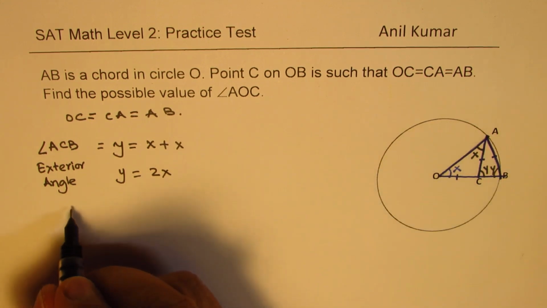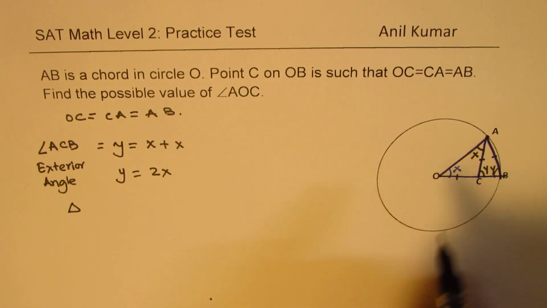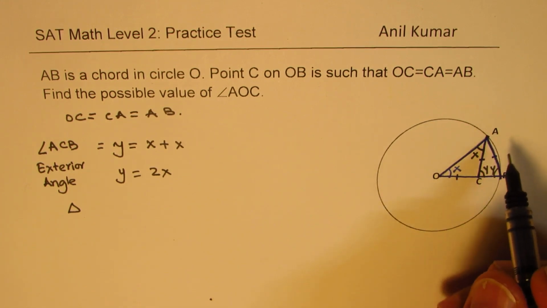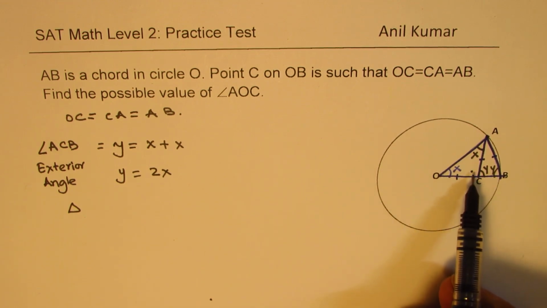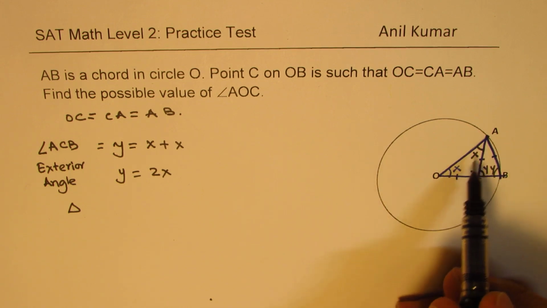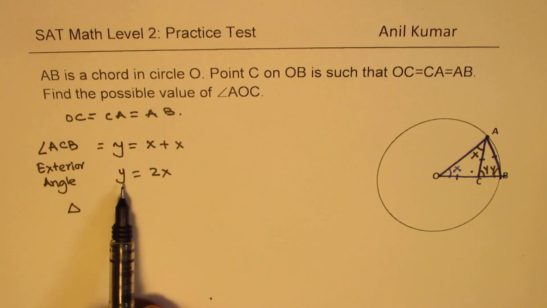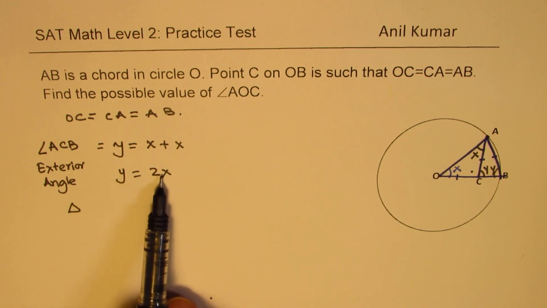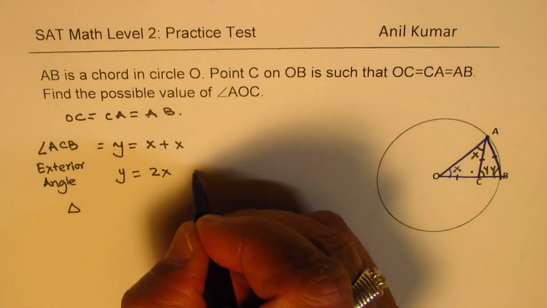Now, if you consider the triangle ACB, or you could also consider this particular angle, which is 180 minus Y, and it is also 180 minus 2X. Same thing as we just mentioned, and then you come up with Y equals 2X as your equation. Let's call this our equation number 1.